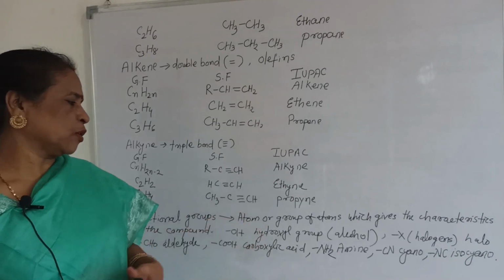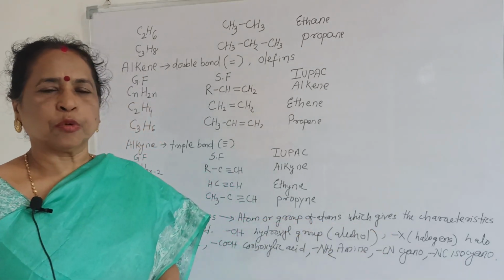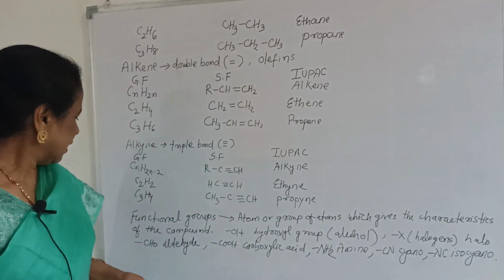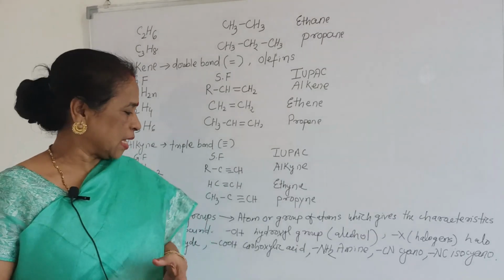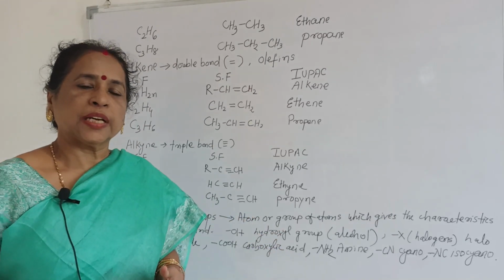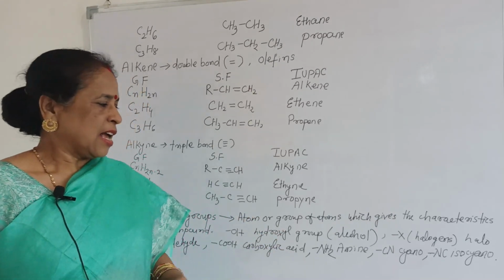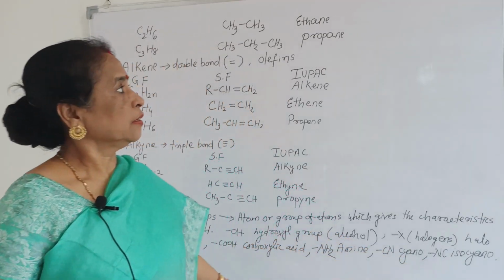Examples: first is hydroxyl group, halogen X, which may be chlorine, bromine and iodine. Then come to aldehyde, CHO, ketone, COOH, amine, NH2, cyano group, that is CN, and isocyano, that is NC.